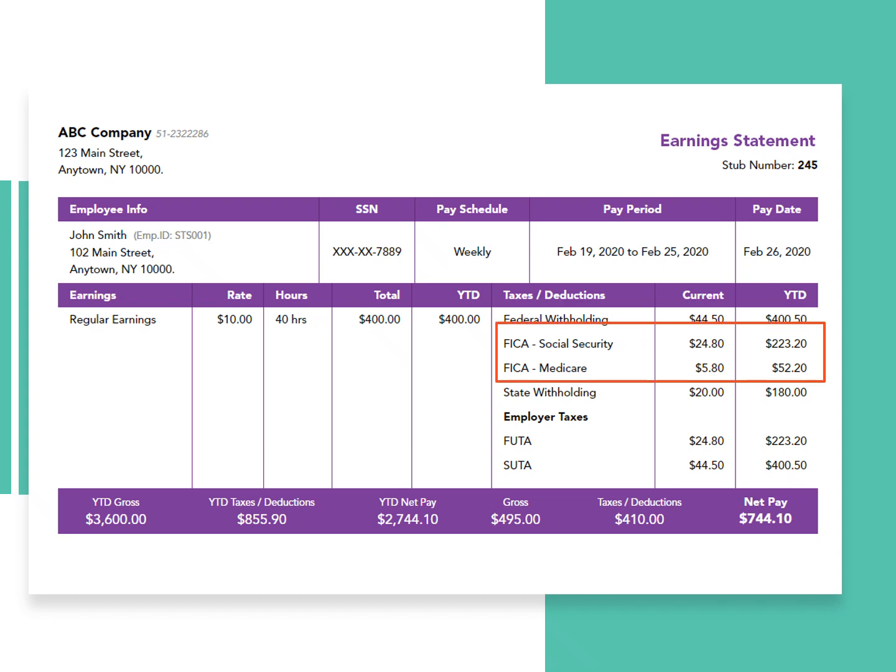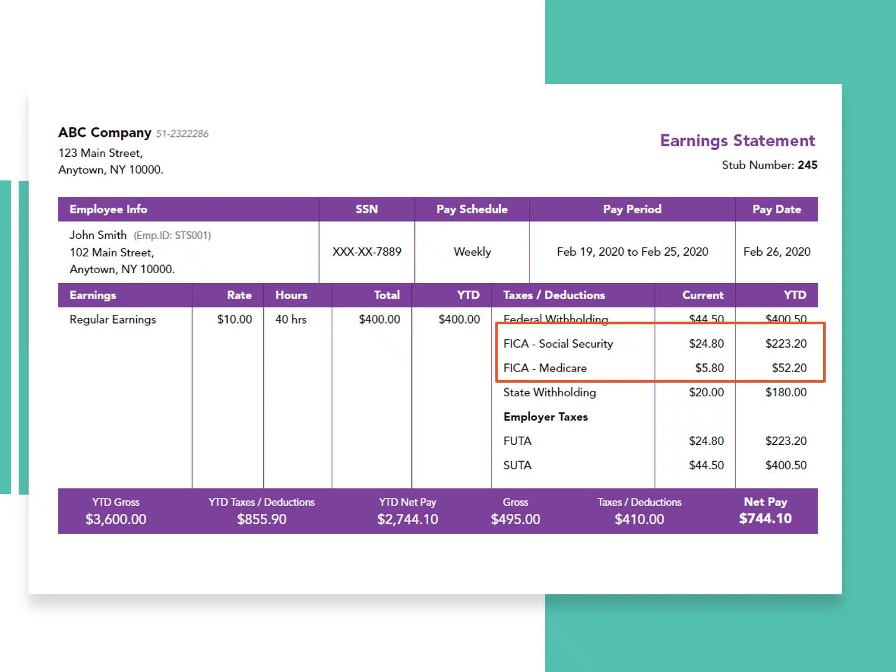FICA is short for the Federal Insurance Contributions Act. FICA is a payroll tax that funds Social Security and Medicare programs, and it is collected from both employees and employers. The Social Security FICA tax pays for retirement, disability, and survivor income benefits. It is applied only up to a yearly wage cap called the Social Security wage base. Wages above this cap are not subject to Social Security tax.